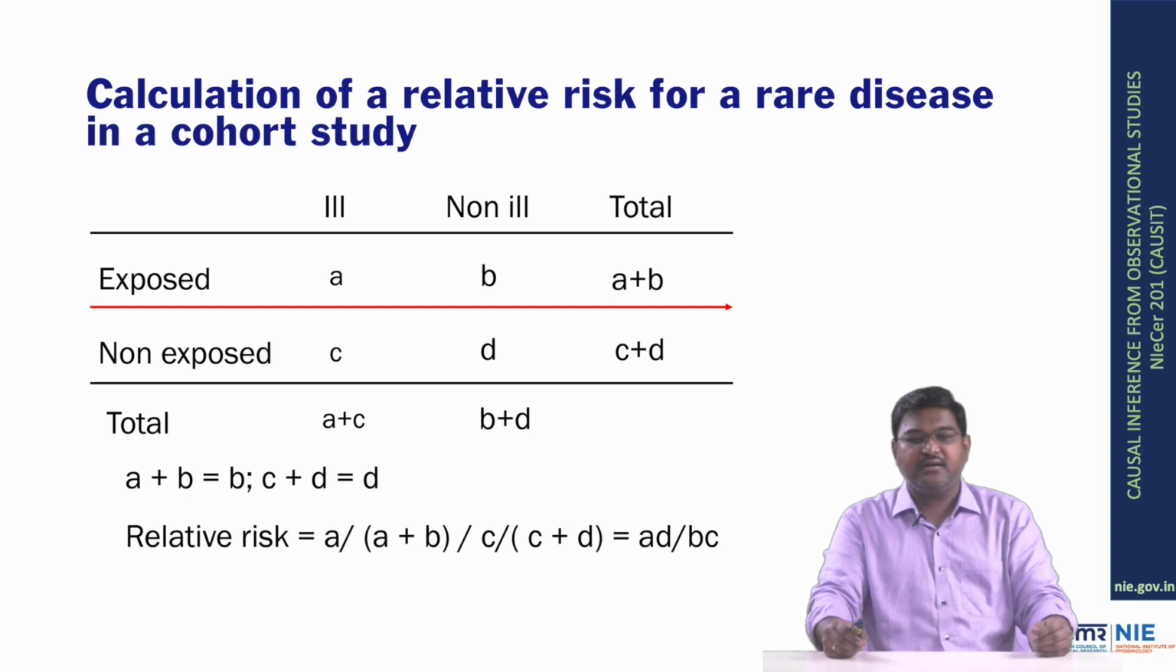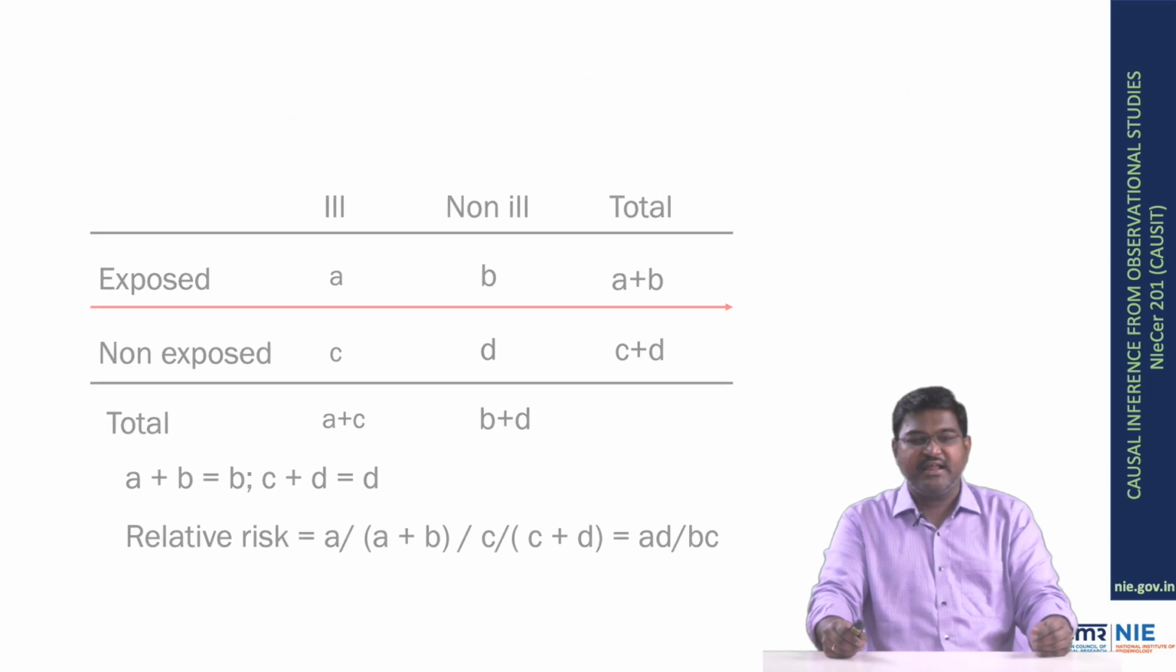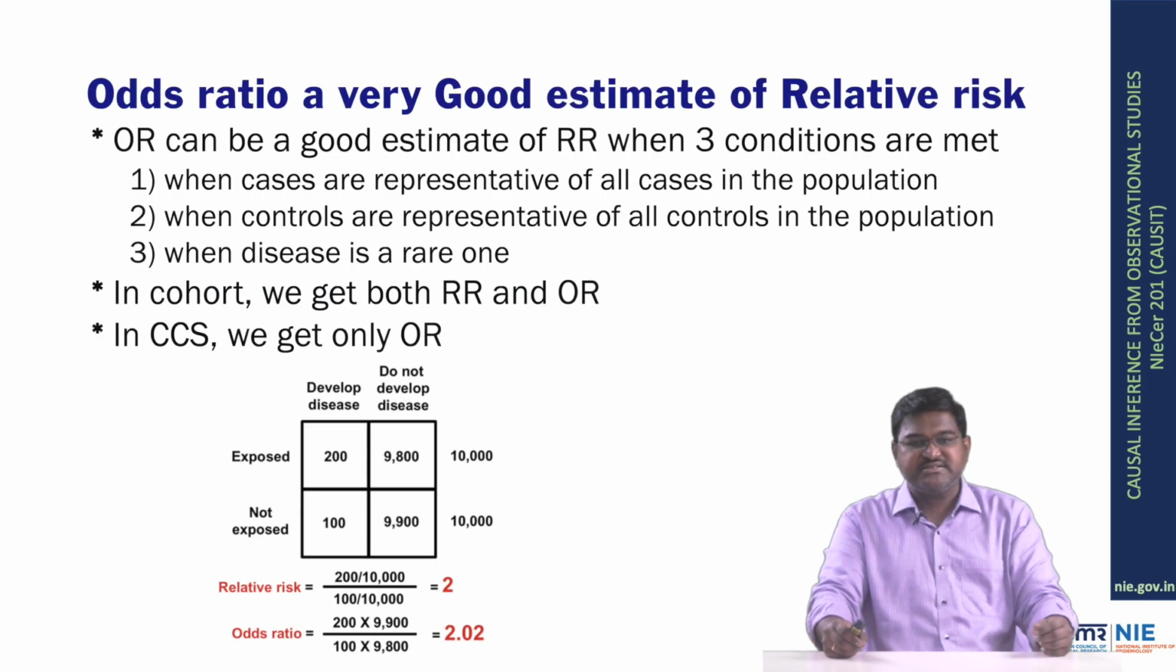Now let us calculate relative risk. Relative risk is incidence of the disease among exposed divided by incidence of disease among non-exposed, which will be A divided by A plus B, the whole thing divided by C divided by C plus D. Now we can replace A plus B by B and C plus D by D, where we will get the formula for odds ratio, which is AD by BC. So when the disease is rare, odds ratio can be a very good estimate of relative risk.